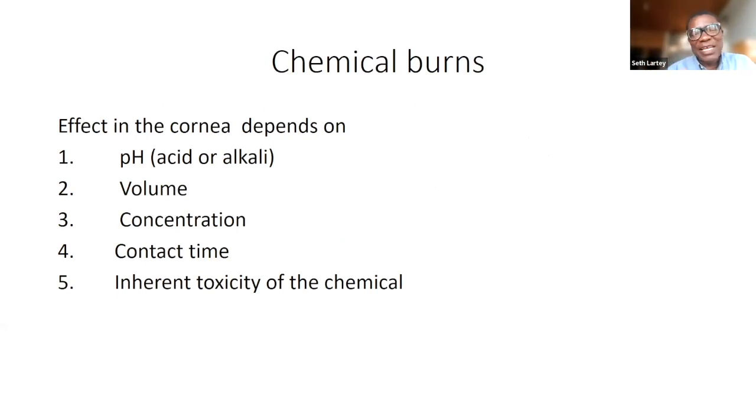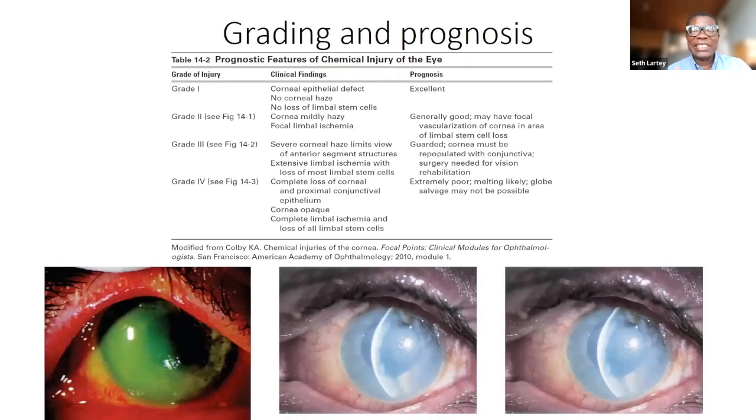The effect of chemicals on the cornea depends on whether it's an alkaline or acid pH, the volume, the concentration, the contact time, and the toxicity of the chemical that you are dealing with. It's important that residents know how to grade this. There's grade 1, 2, 3, and 4, because grading helps us with prognosis. And so grade 1, excellent prognosis, and grade 4, very poor prognosis.